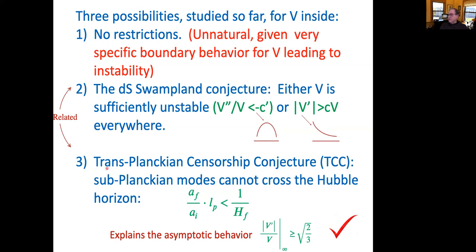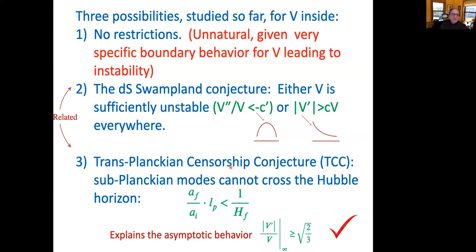There's another conjecture, which is the Trans-Planckian censorship conjecture. It sounds completely unrelated to V at first sight. It just says the following. If you have an expanding universe, and you consider a tiny fluctuation smaller than the Planck scale, as the universe evolves, this fluctuation can never grow bigger than the size of the universe, the Hubble scale. So sub-Planckian modes, which are smaller than the Planck length, do not grow to be bigger than the universe, because then they would freeze out.